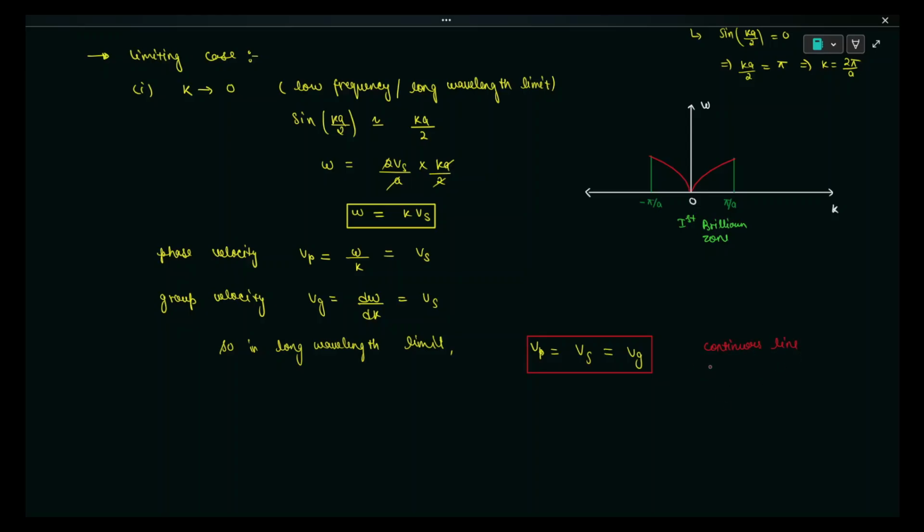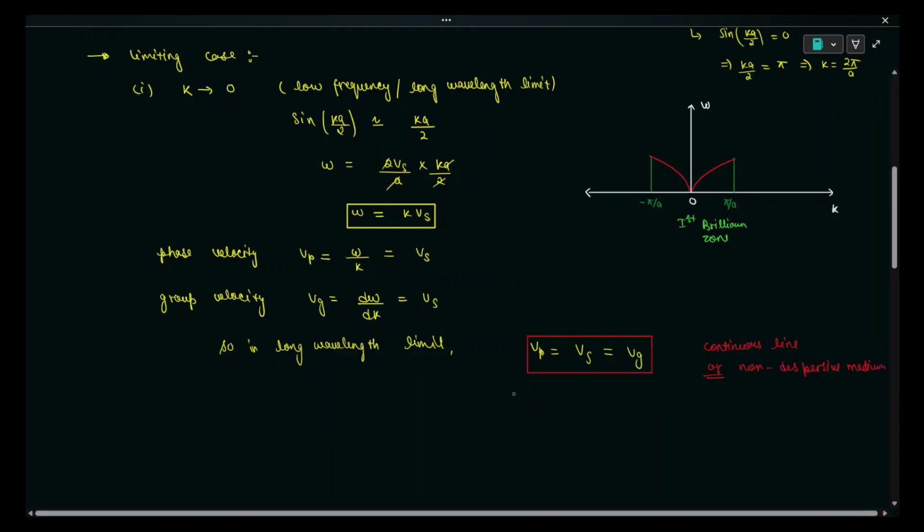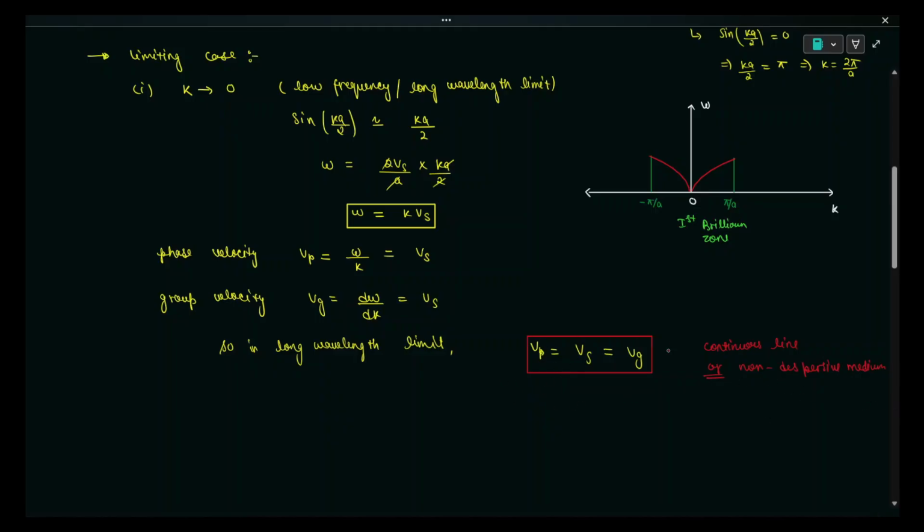So for a continuous line, or I can say a non-dispersive medium, so for a wave transmission through a non-dispersive medium, you get a similar kind of situation where phase velocity and group velocity are equal. So you can conclude that in the long wavelength limit, that is lambda is very large compared to the lattice spacing, this discrete system of atoms, so basically we considered the atoms to be discrete, is behaving as a continuous line.